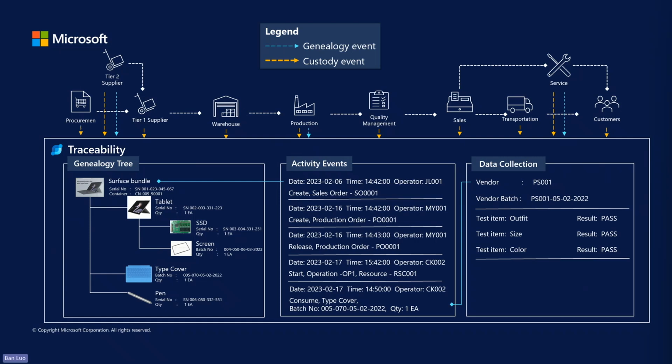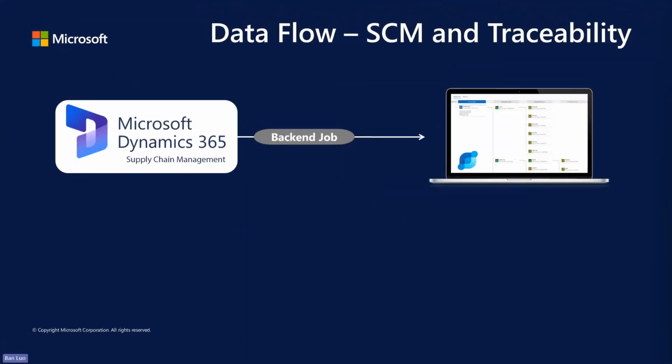So in conclusion, the genealogy tree, activity event, and the data collection form the framework of our traceability feature. This is the data flow of our traceability integration. There is out-of-box integration from D365 SCM to traceability by a backend process.